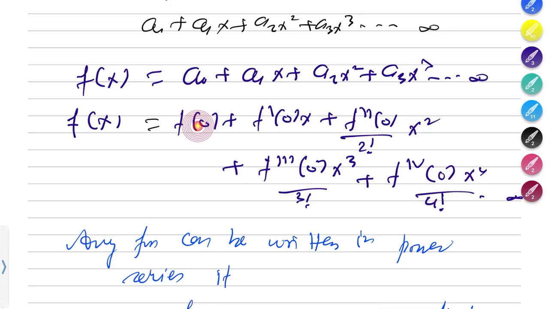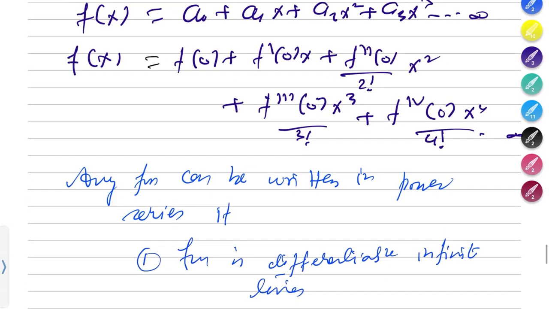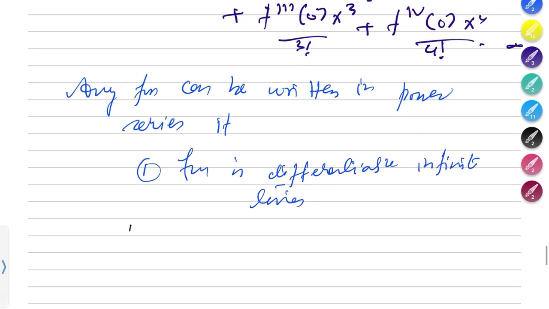The first term is constant, for the second term we differentiate once, for getting the coefficient of the third term we differentiate 2 times. So to get the coefficient of the infinite term, we have to differentiate infinite times. Then only we can write the function as a power series. So the first condition is that the function should be differentiable infinite times, because to get the coefficients of the power series we have to differentiate infinite times. And the second thing is the function is convergent.